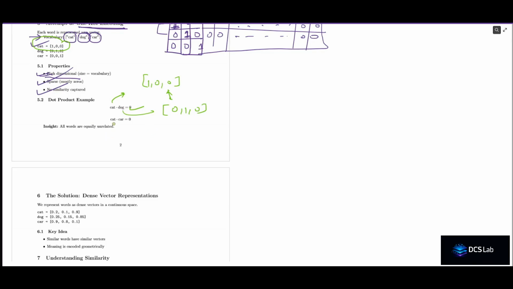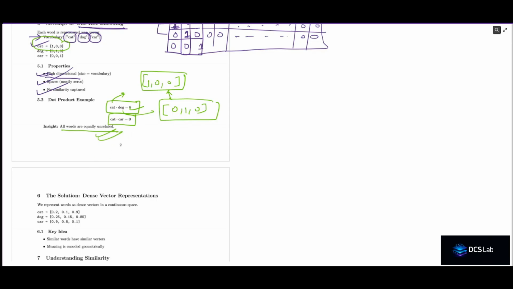Suppose this is a vector and this is also a vector, and we're finding the dot product of the two vectors. The dot product of two vectors gives the similarity between the two vectors, right? So if the dot product is equal to zero, it means there is actually no relationship between these two vectors. And even cat and car have the same value, which is zero, which means all words are equally unrelated. So there is no relationship between words at all, right?